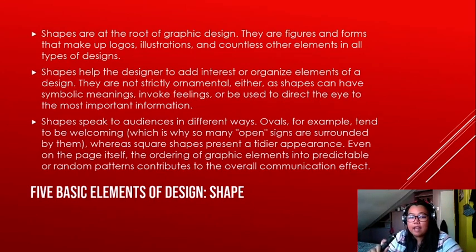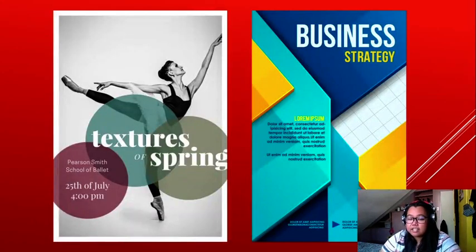So, as shapes can have symbolic meanings, invoke feelings, or be used to direct the eye of the most important information. So shapes speak to audiences in different ways. So ovals, for example, tend to be welcoming. So that's why open signals are madalas bilog. Whereas square shapes present a tidier appearance. So even on the page itself, the ordering of graphic elements into predictable or random patterns contributes to the overall communication effects. So as you can see here in this example, so these are posters.